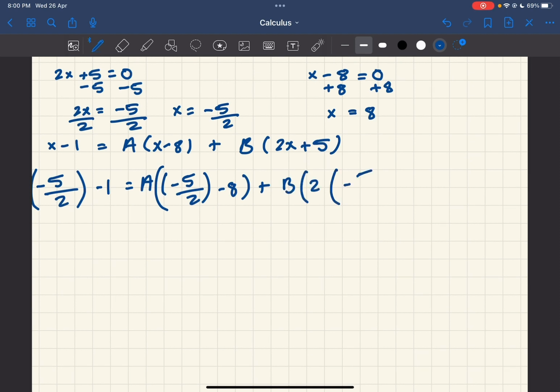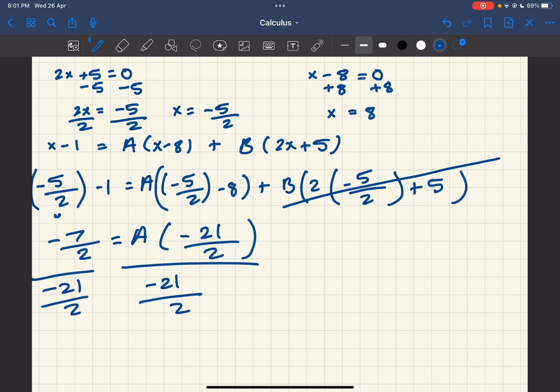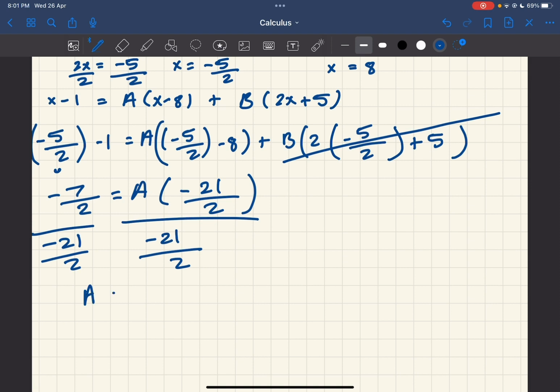2 minus 5 over 2 plus 5, and then this is equal to 0, so we just cancel it out. And for this one right here, it will equal minus 7 over 2 equals a multiplied by minus 21 over 2. And then if we divide minus 21 over 2 on this side and minus 21 over 2 on this side, that leaves us with a equals 1 over 3.